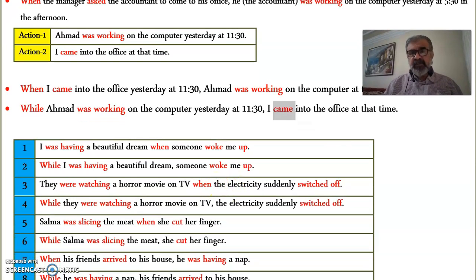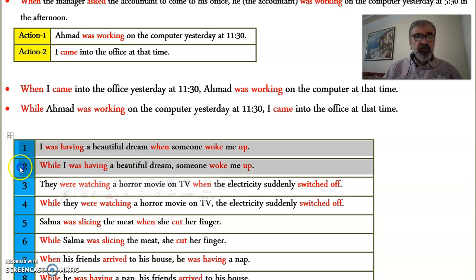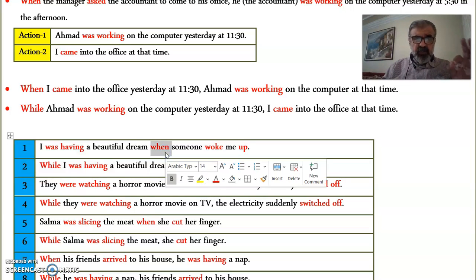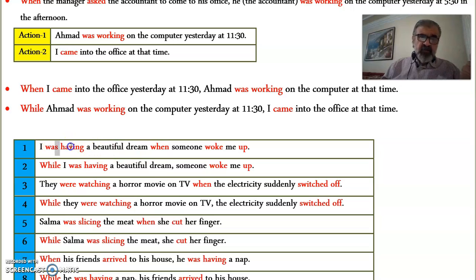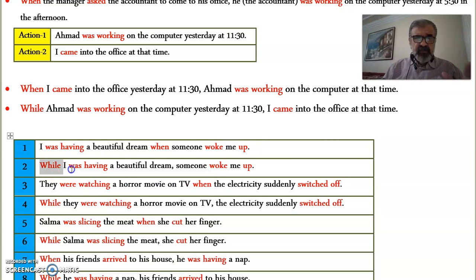More examples. Let's see together. I was having a beautiful dream. Now I'm going to compare between while and when in two pairs of sentences, 1 and 2. Now, when, we start with the link word first, and then we see how it differs. When is preceded by action 1, was having, past continuous, longer action, then followed by action 2, the short action, past simple. Now, while used in initial position at the beginning of the sentence, followed by action 1, was having, then woke me up, action 2, past simple, shorter action.